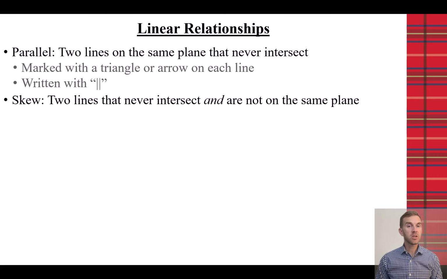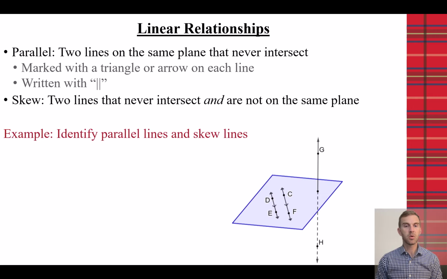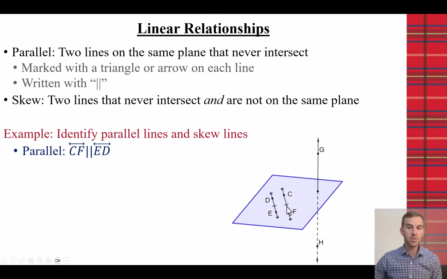So it's important to know the difference between parallel and skew, because two lines that are skew also will never intersect, but they're not on the same plane. And so to help show what that means, here's an example. If I look at this image, I can see that line DE and line CF, those are parallel. They're marked with this little arrow in the middle to represent that they're parallel.